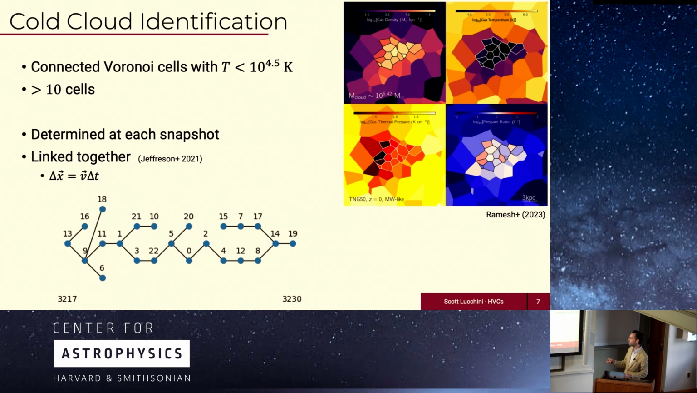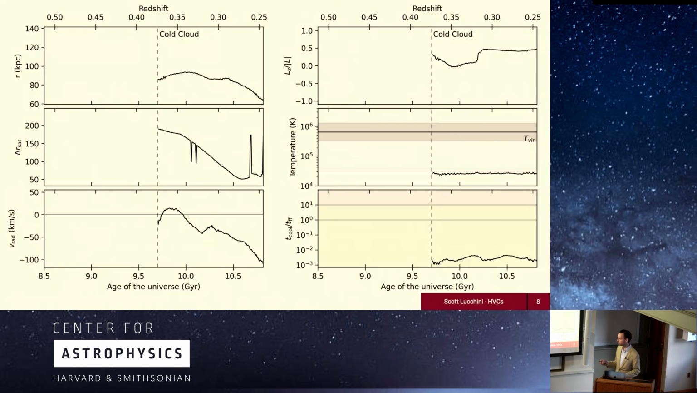So here's our HVC analog at our final snapshot. And then here are all the cold clouds that made it, basically. And so we can trim the dead-end branches and smooth this out, and we get a continuous history for each of our HVC analogs. And so that looks something like this. Here are six different properties of one of these HVC analogs as a function of time.